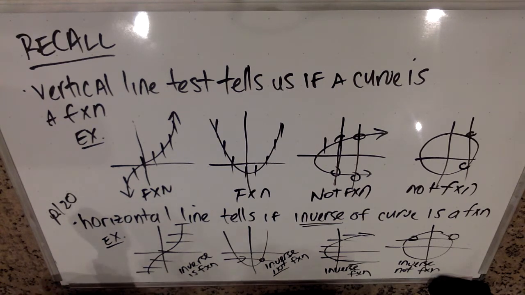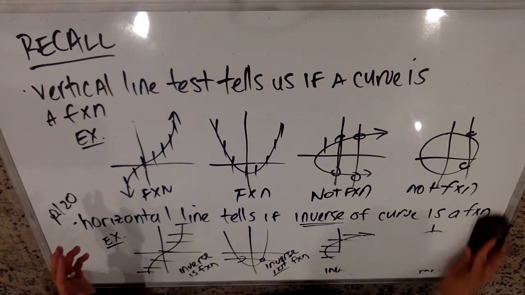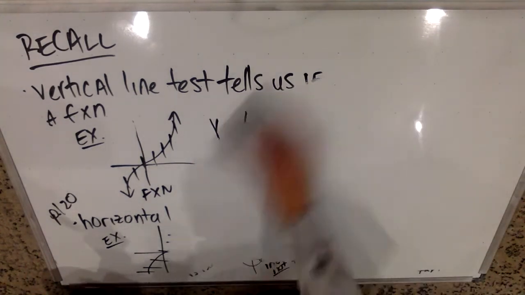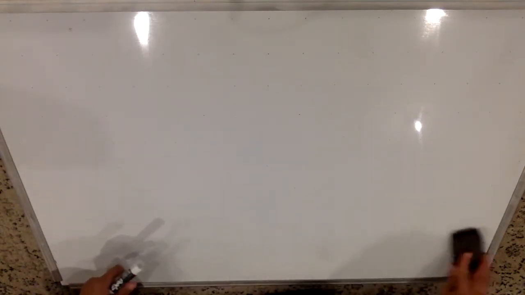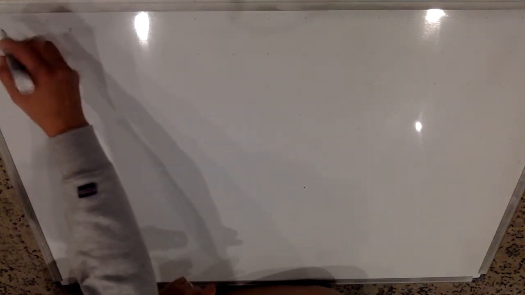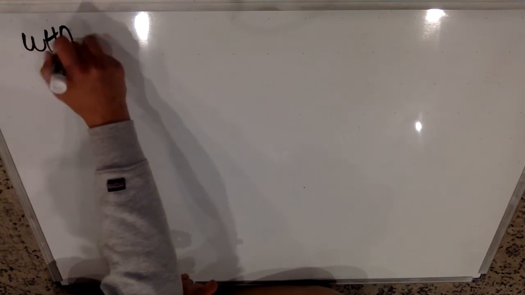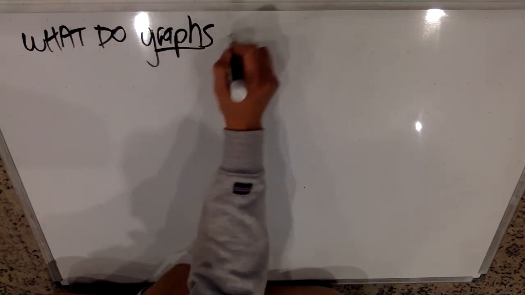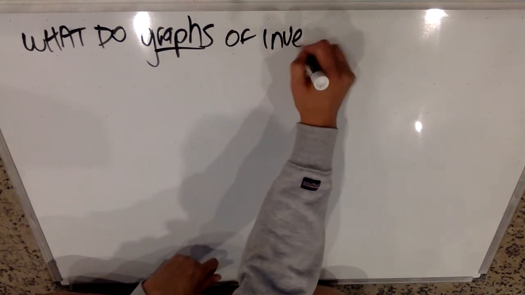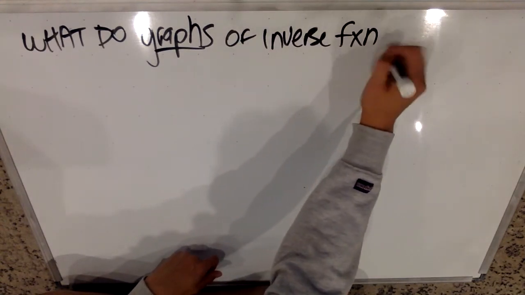All right, so let's talk about visually what an inverse looks like on a graph. And then we should also talk about how most of us probably think of a square root as the inverse of a square, which is true, but with a caveat or a restriction. So, what do graphs of inverse functions look like?